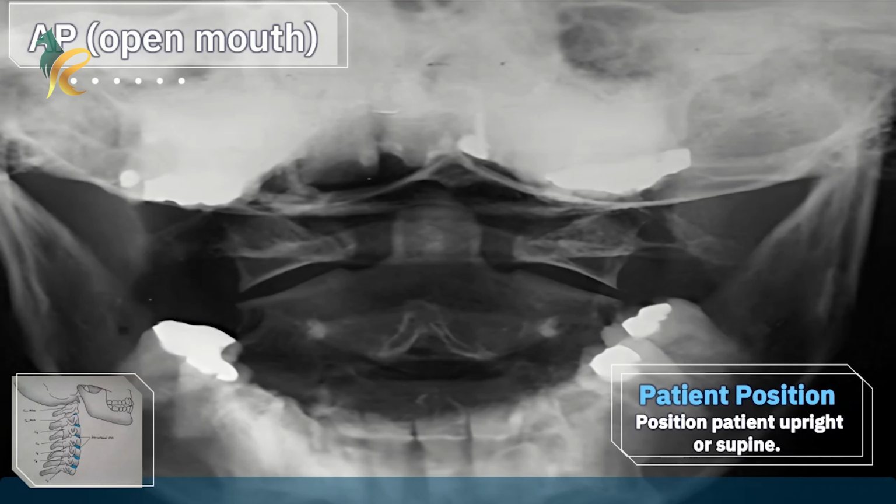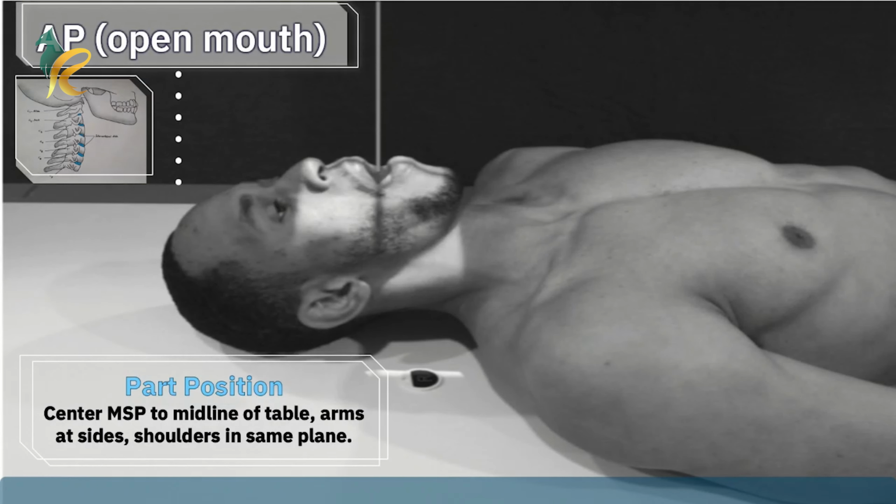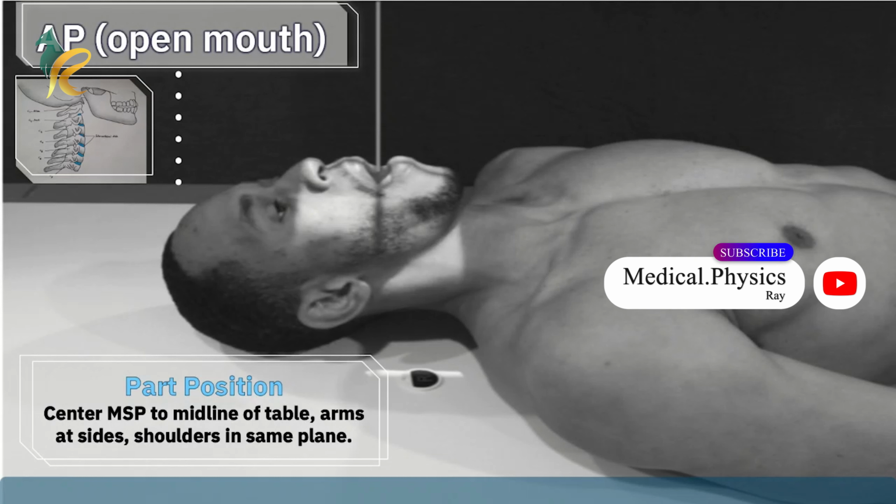The AP axial should be performed with the patient standing at the upright bucky or lying on the table. So, the patient position is upright or supine, lying on the table, and the part position is to center the MSP, median sagittal plane, to the midline of the table, arms at the sides, shoulders on the same plane.